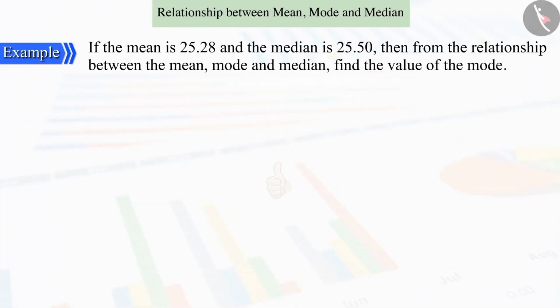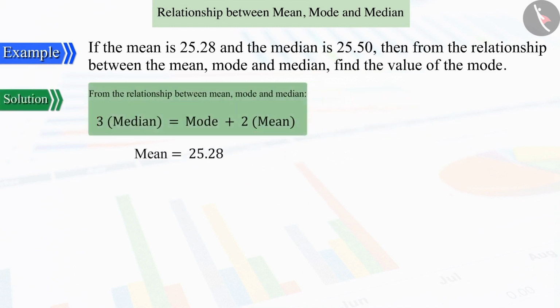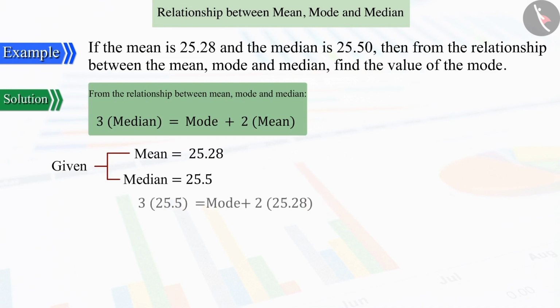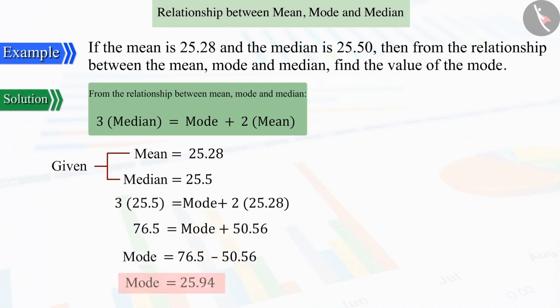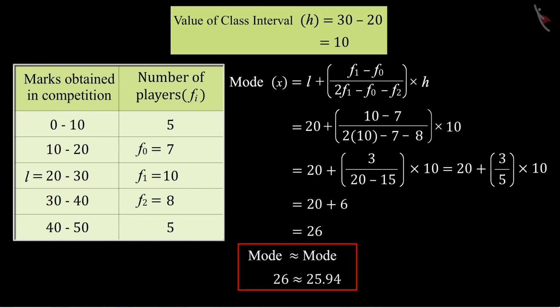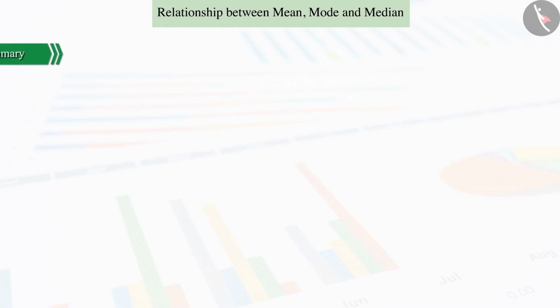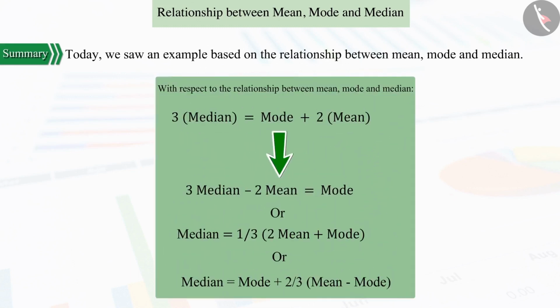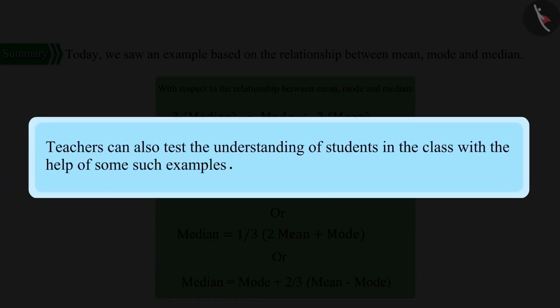Good. Upon substituting the value of the mean and the median in the relationship between these three and solving, we get the value of the mode as 25.94 approximately. If we compare this value with the value found using the formula for the mode in the previous video, then we can say that these two values are almost equal to each other. So hopefully, you must have understood the relationship between the mean, the mode, and the median. Teachers can also test the understanding of students in the class with the help of some such examples.